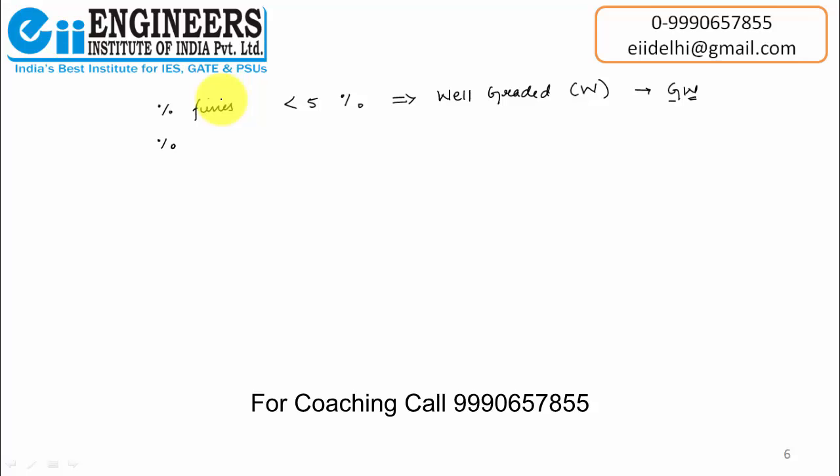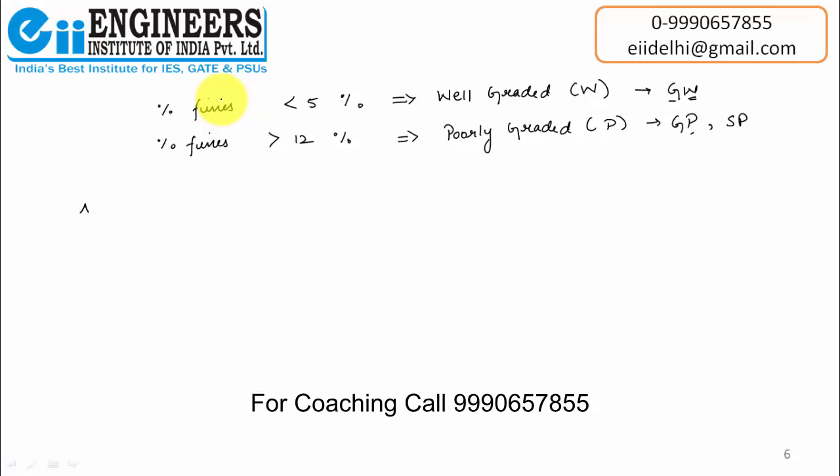If the percentage fines is greater than 12%, then they are known as poorly graded soils, and it is designated by P. So if you see anywhere written as GP or SP, then it is poorly graded gravels and poorly graded sands.